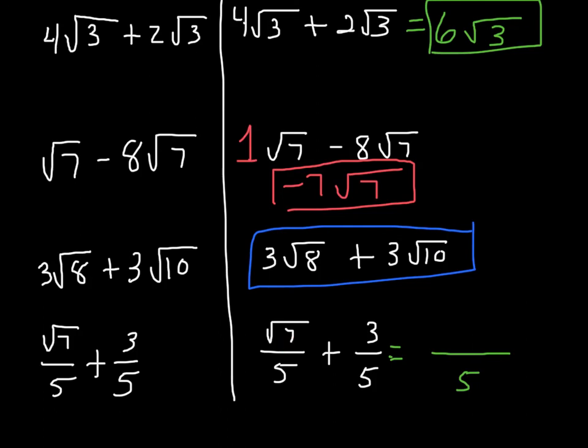This is the square root of 7. This is no square root at all. Therefore, I cannot add them together. So then my answer is going to be the square root of 7 plus 3 over 5. And that's my final answer.